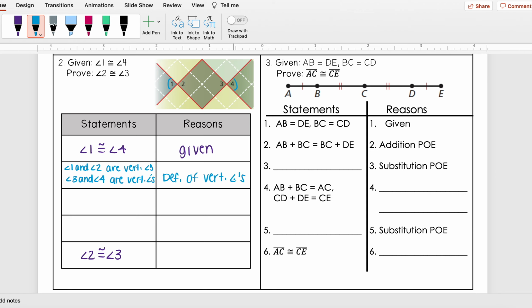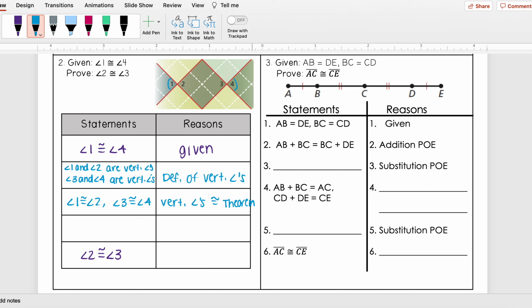Well, what did we learn about vertical angles in our last lesson? We learned from the vertical angles congruence theorem that means that they're congruent to each other. So I have that angle 1 is congruent to angle 2, and that angle 3 is congruent to angle 4. Again, that was my vertical angles congruence theorem.